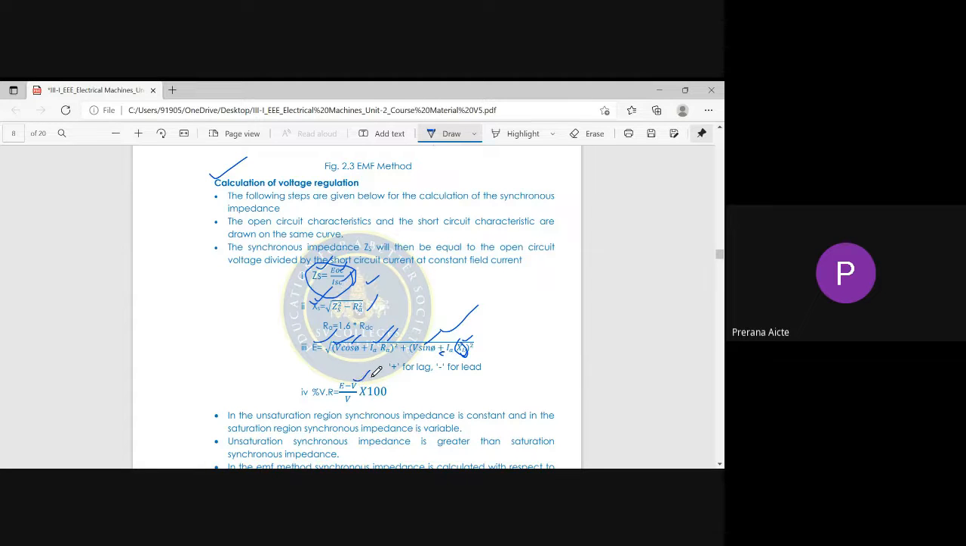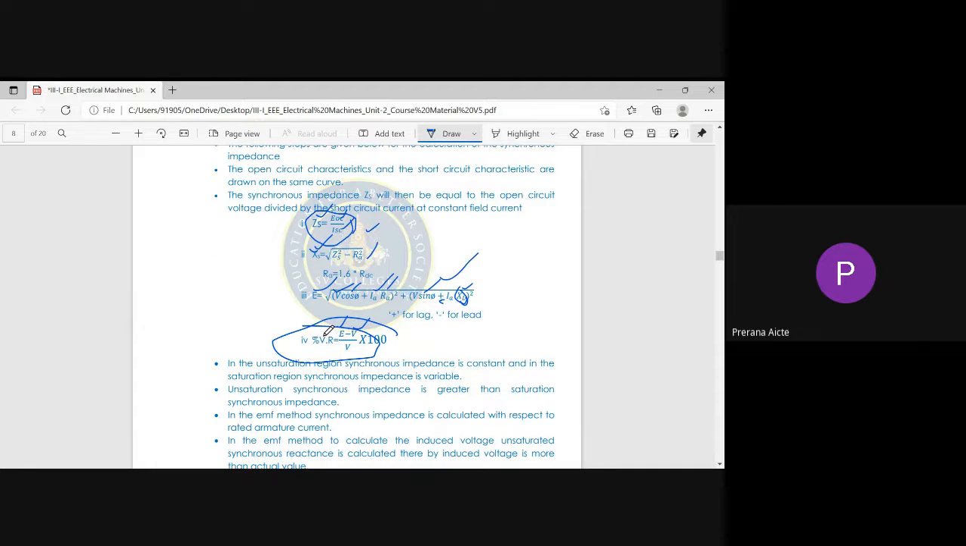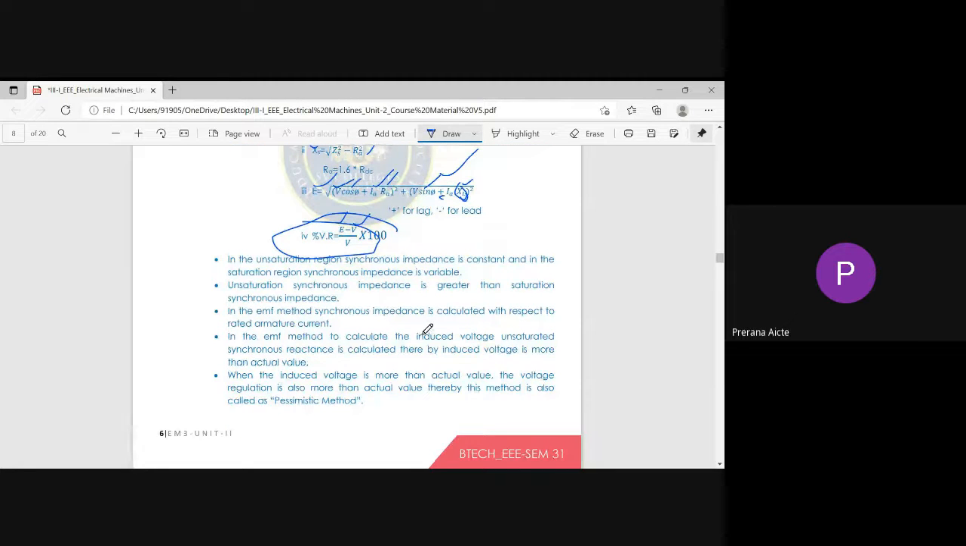Already we know the rated voltage. This is V, the rated voltage. Then by using this measured no load voltage, we obtain the voltage regulation of the alternator. Generally, in this method, we measure the synchronous impedance in the unsaturated zone. The synchronous impedance is more in the unsaturated zone when compared to the saturated zone. So for this reason, in this method, the voltage regulation obtained is more than the actual value.